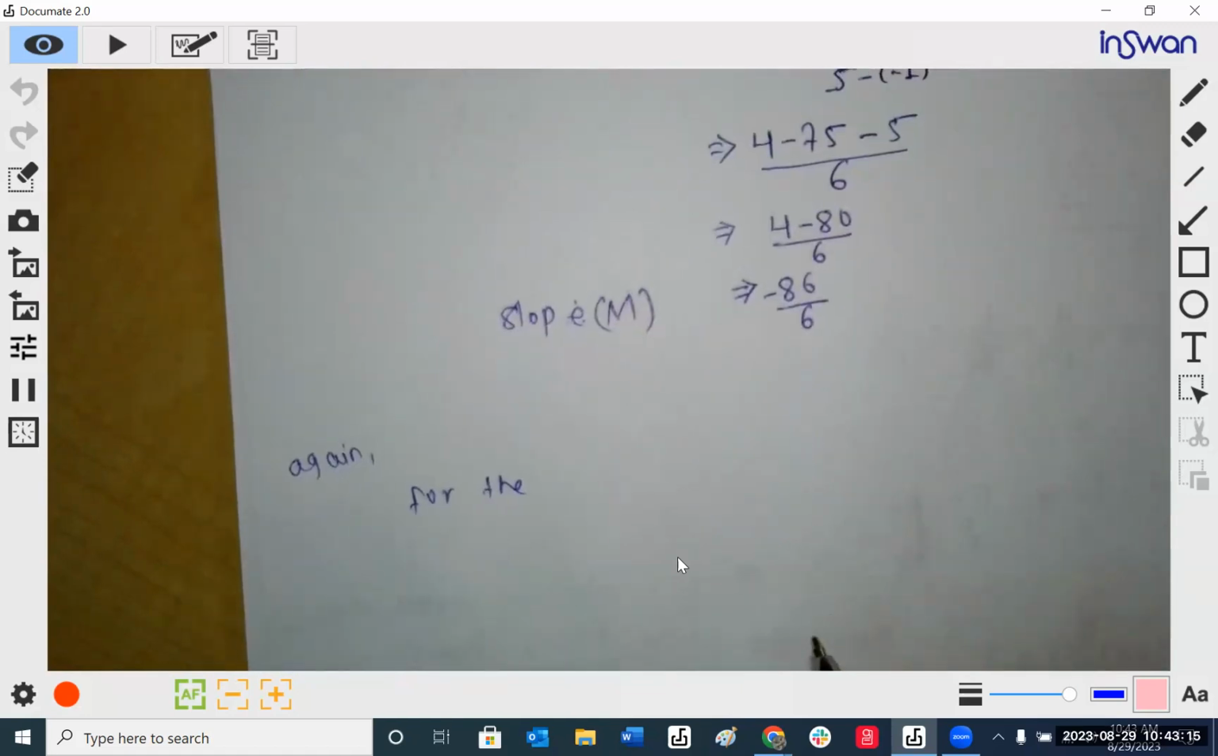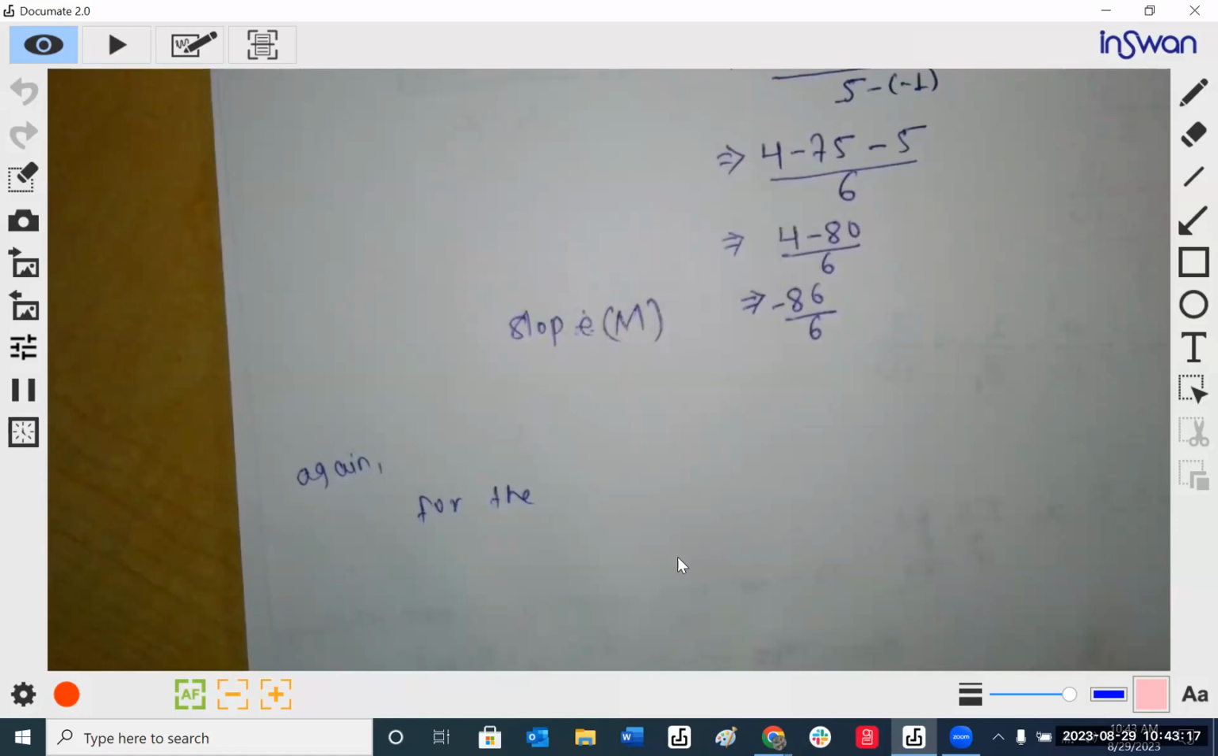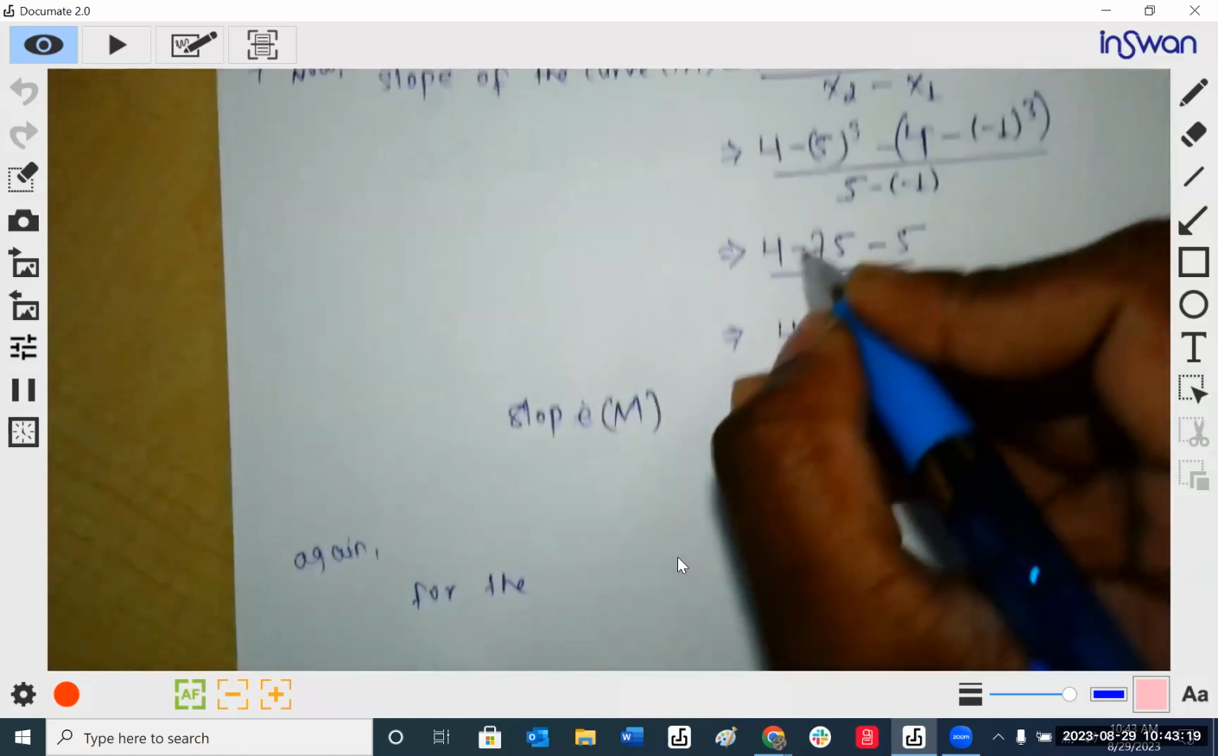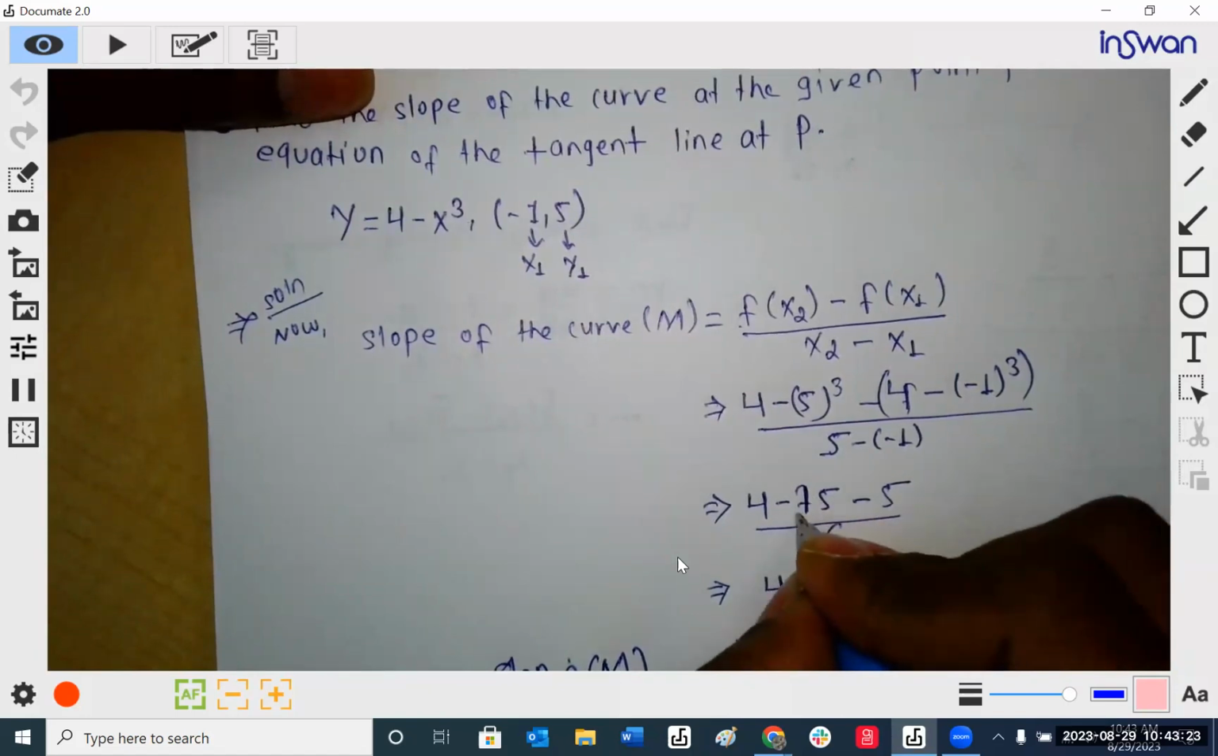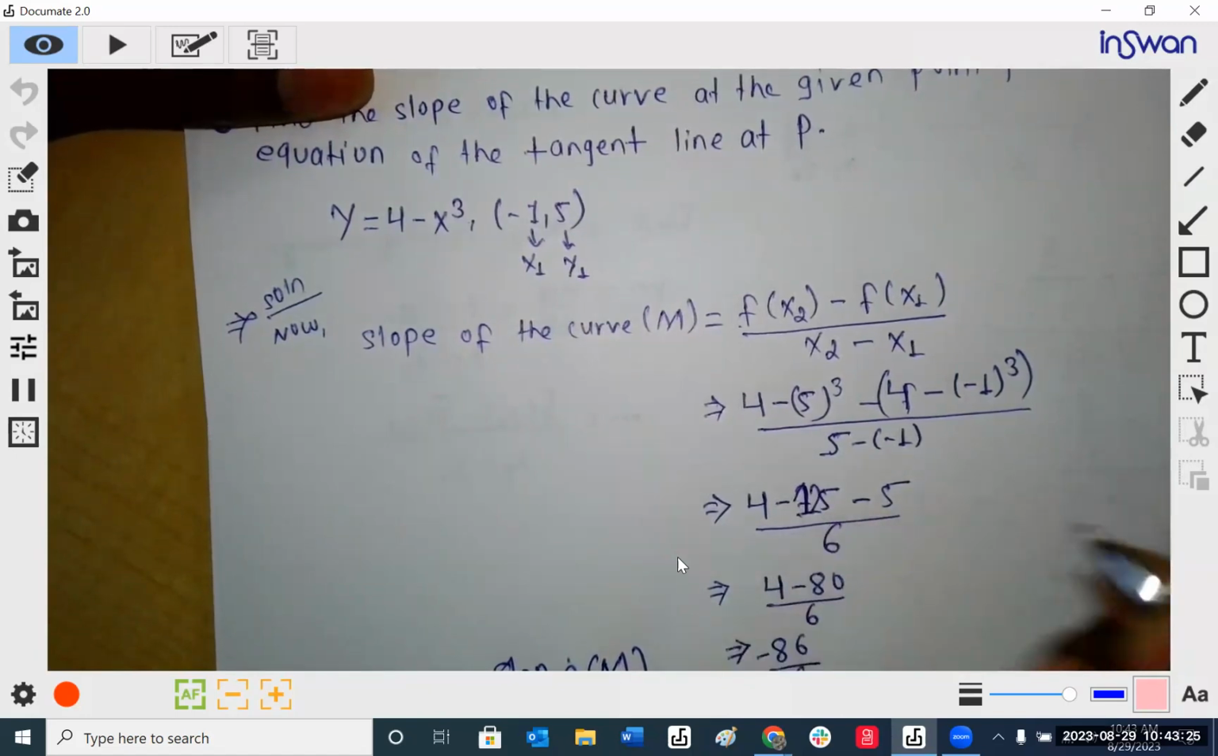What is 5 cubed? It's 125, not 75. Oh, sorry. 5 times 5 is 25. 25 times 5 is 125.